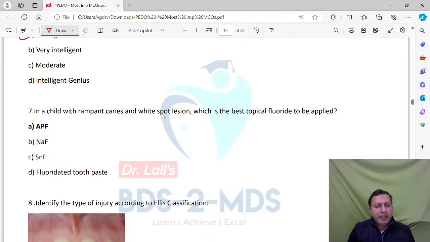Now, in a child with rampant caries and a white spot lesion, which is the best topical fluoride to be applied? The best topical fluoride to be applied is the APF, that is the acidulated phosphate fluoride. Why are we not saying sodium fluoride? The reason is that with sodium fluoride there is a choking effect phenomenon, so the reapplication doesn't work better. In APF, the penetration of the fluoride is much better, and that helps in the remineralization process. So that is why in rampant caries or early childhood caries, the fluoride that we generally prefer is APF solution.